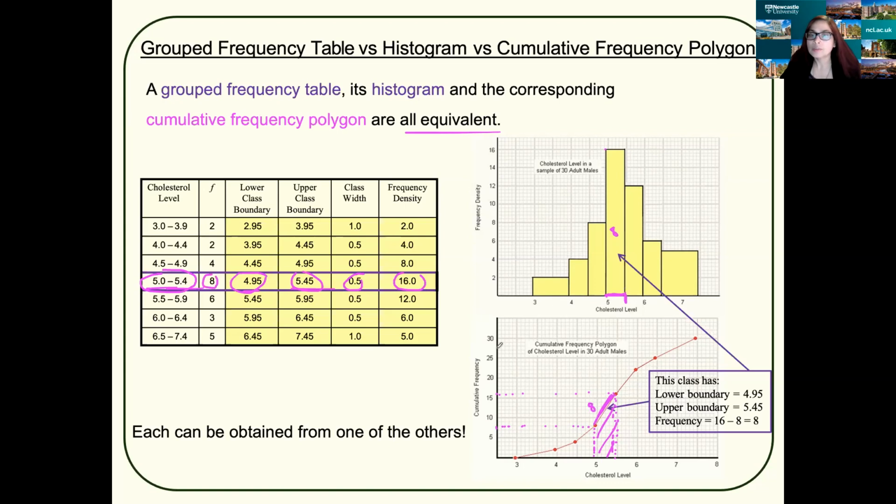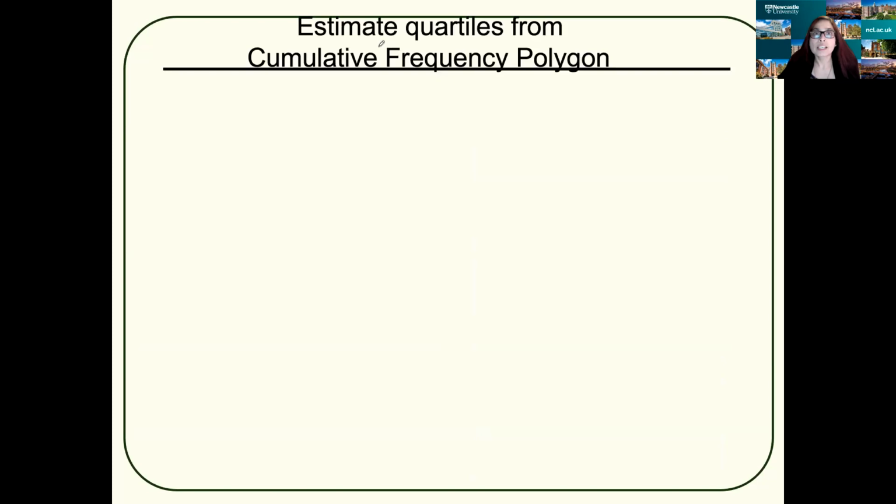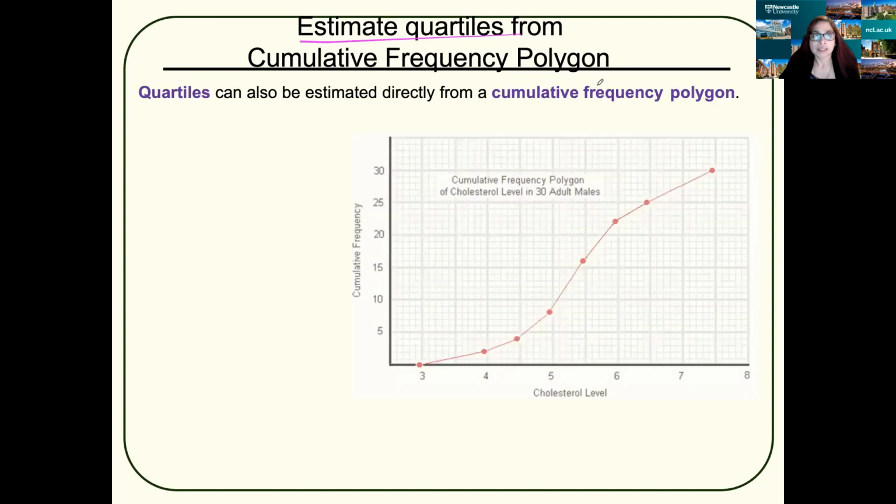So if you look at this, all these three are interchangeable and they're all equivalent to each other. So that's how you can see the relation between the group frequency table, histogram, and its cumulative frequency polygon. Now let's see how to estimate quartiles using the cumulative frequency polygon. Quartiles can be estimated directly from the cumulative frequency polygon. It's a very straightforward job.